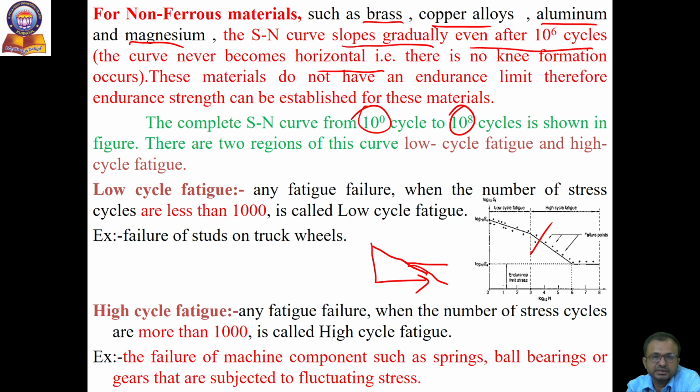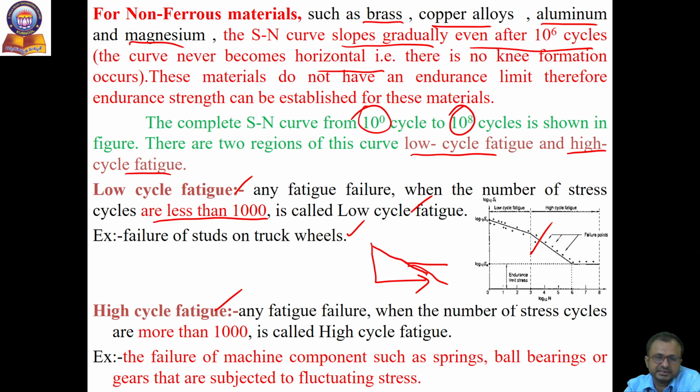There are two regions: one is low cycle fatigue and the other is high cycle fatigue. The first one is low cycle fatigue. Any fatigue failure that occurs when the number of stress cycles is less than 1000 is called low cycle fatigue. For example, the failure of studs on truck wheels. In those applications, we observe low cycle fatigue.